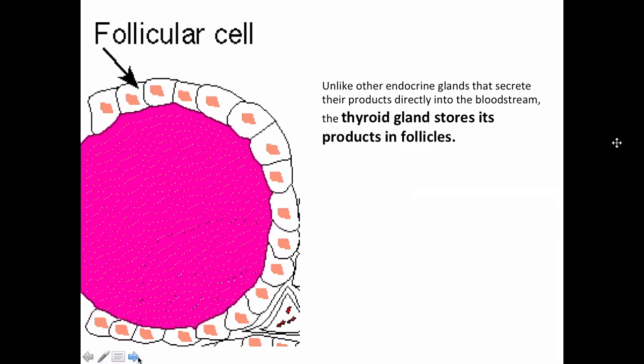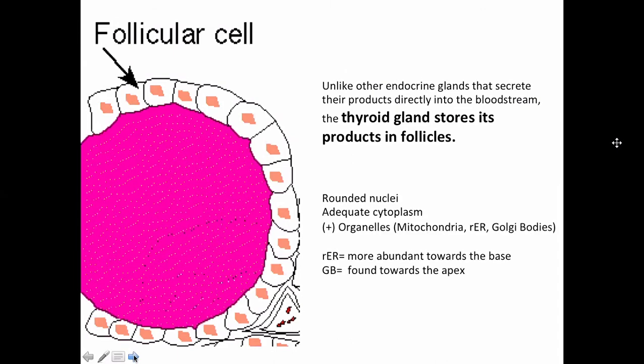Unlike other endocrine glands that secrete their products directly into the bloodstream, the thyroid gland stores its products in the follicle. So after they produce the hormone, they first store it in the lumen in the form of thyroglobulin. Later on, when needed, they release it.